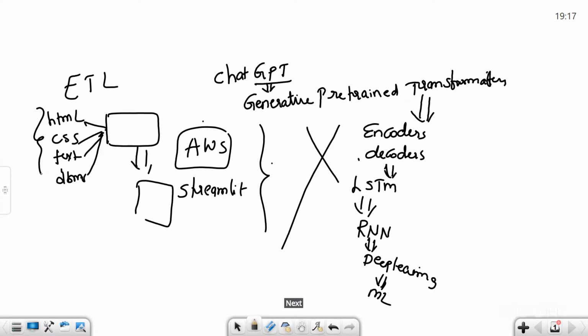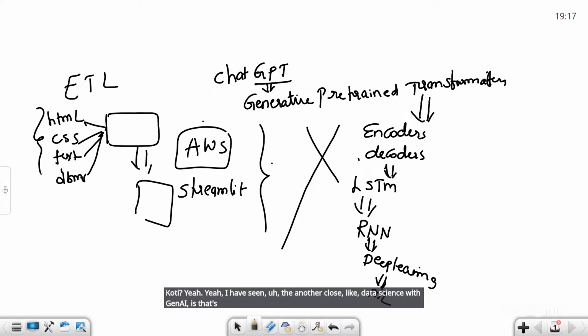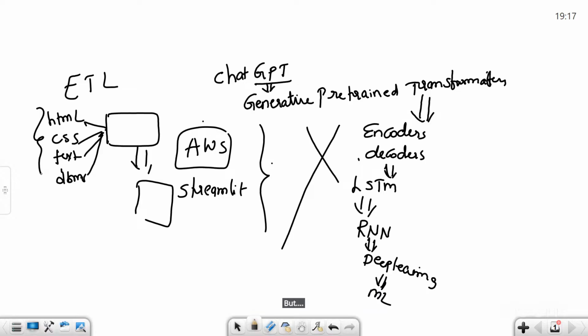Next question, please. Koti? Yes, madam. Tell me. I have seen another course, data science with Gen AI. Is that the same course or is this a different one? Madam, same course only. Data science with Gen AI. That is the reason I started with data science only today also.